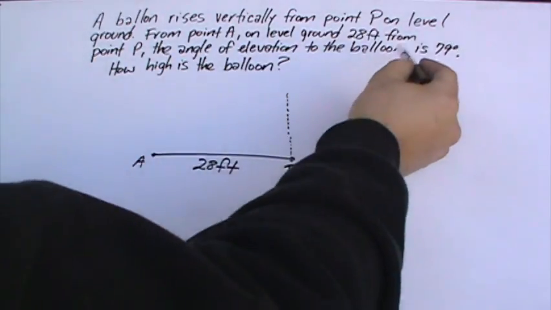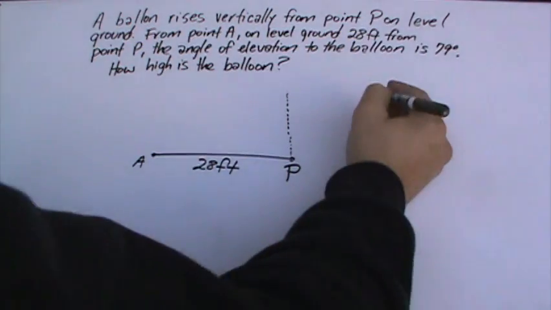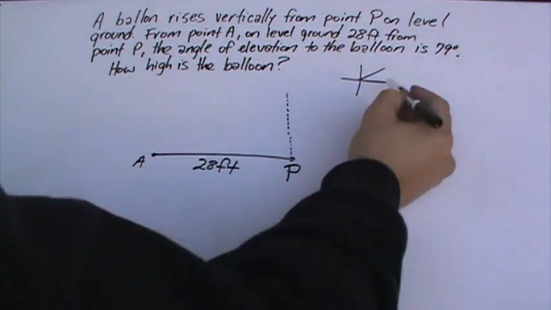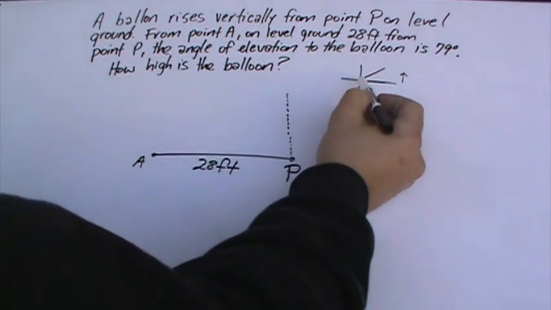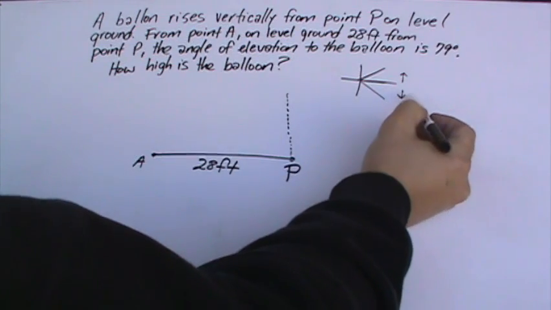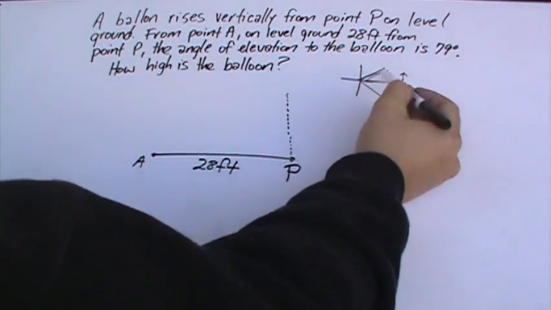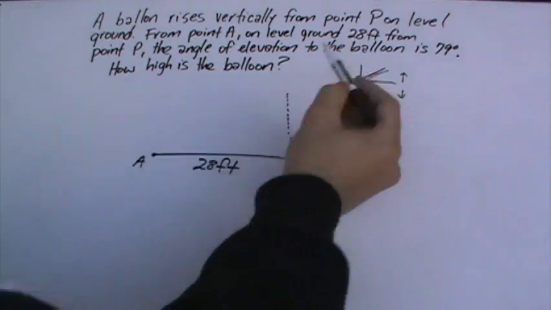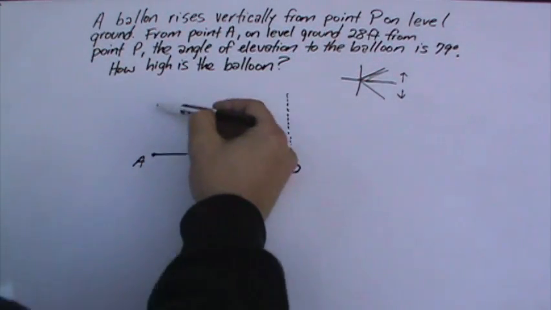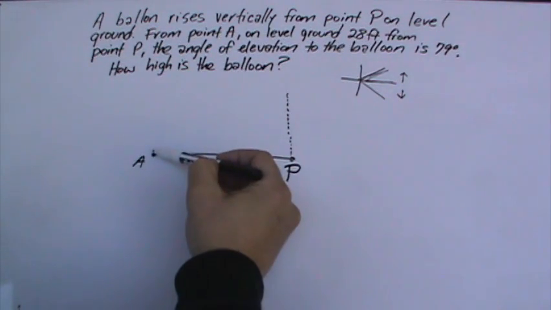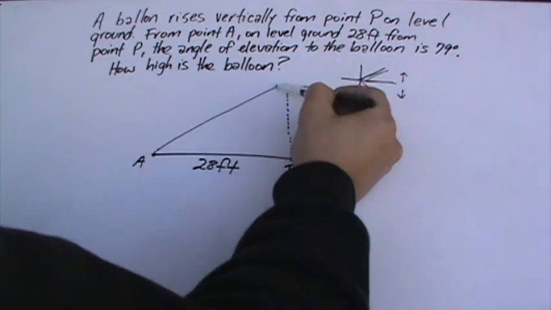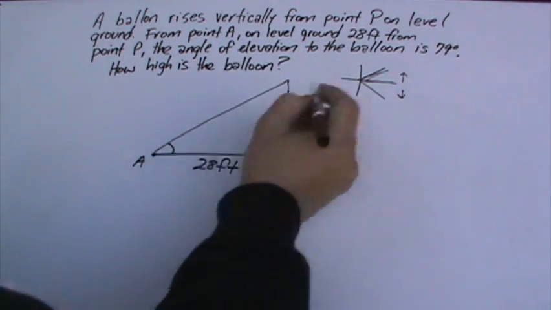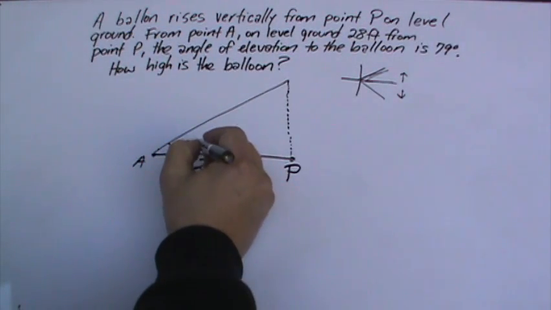The angle of elevation to the balloon is 79 degrees. So if you remember, angle of elevation is going to go up, right? Otherwise, if it was this way, it'd be angle of depression. So we're going to do an angle of elevation. If you just picture that, you're at 79 degrees. So this is going to be 90. Let's say it's something like this. So this angle here is 79 degrees.